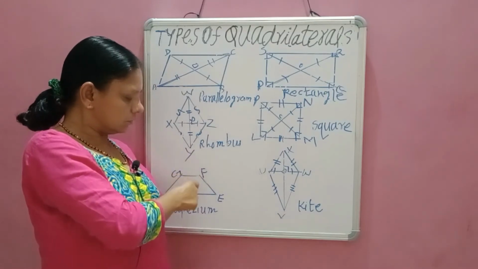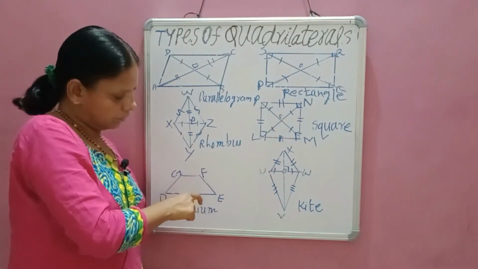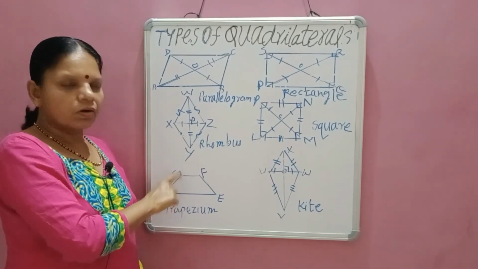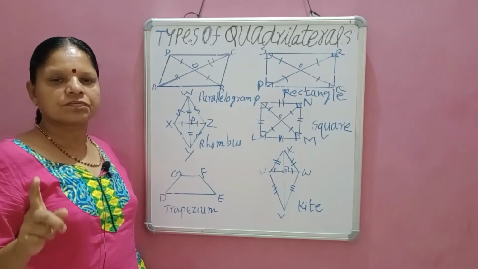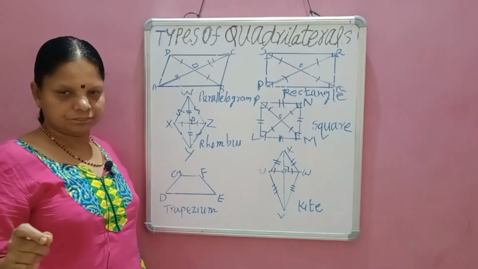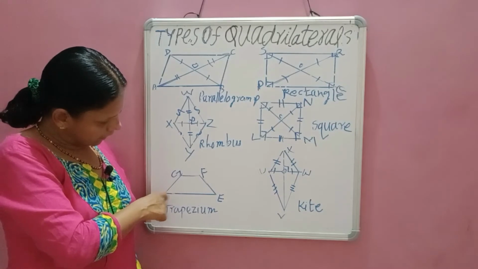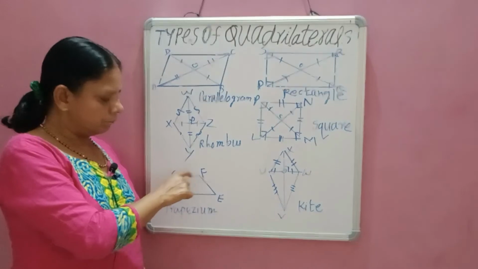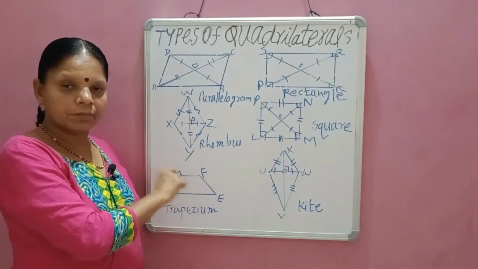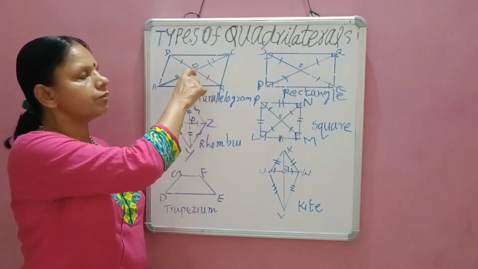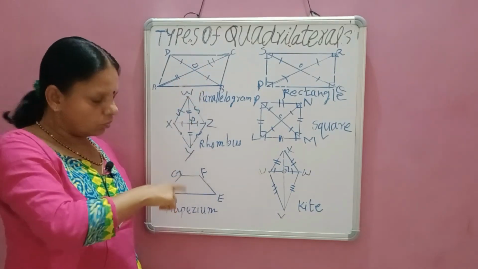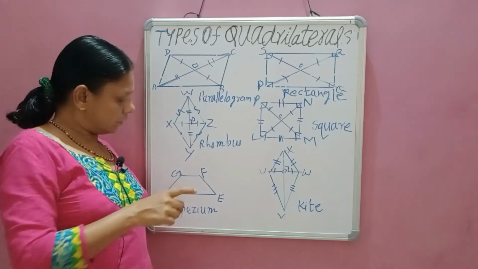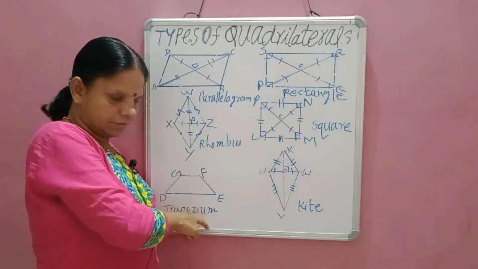Now next one, this is little different. This figure, only one pair of opposite sides are parallel. Which sides are parallel? DE and GF. Other opposite sides are not parallel. If both the sides are parallel, then it becomes a parallelogram. Here only one pair of opposite sides are parallel. Then the quadrilateral is called trapezium.